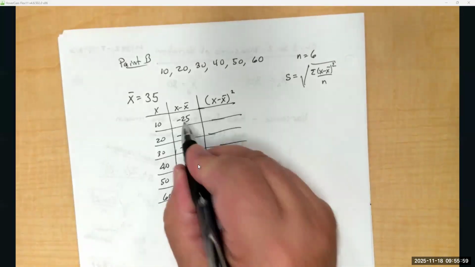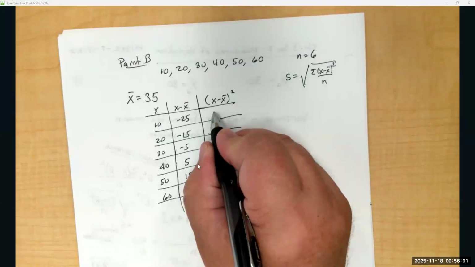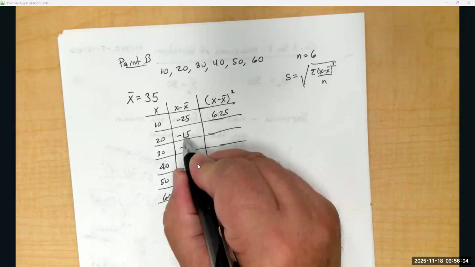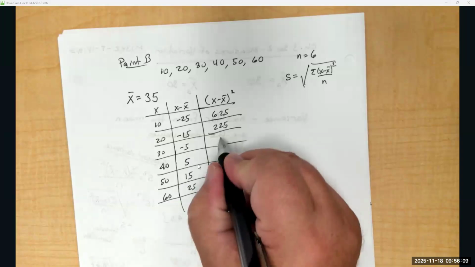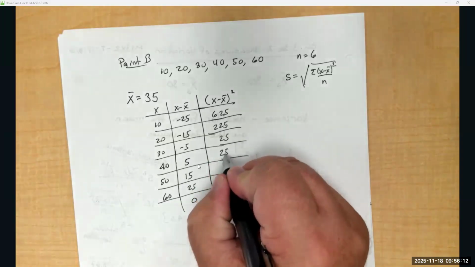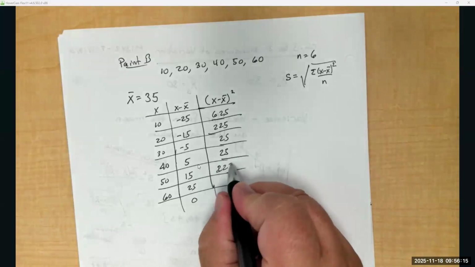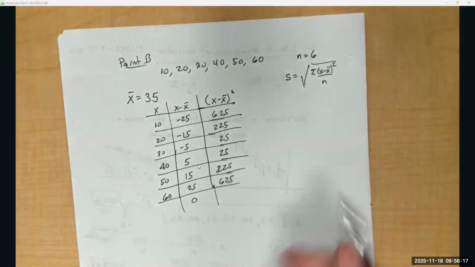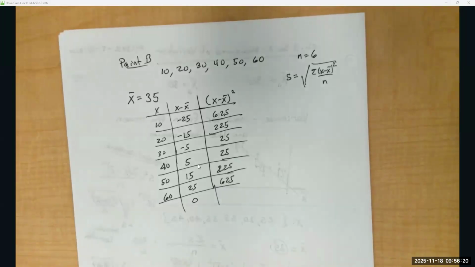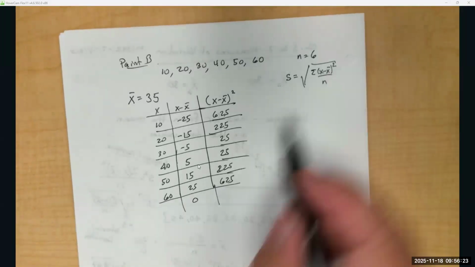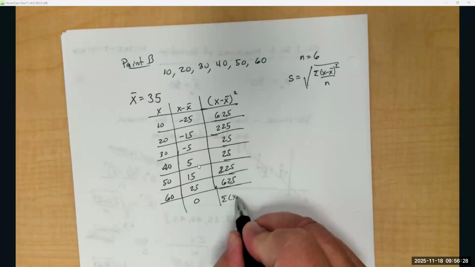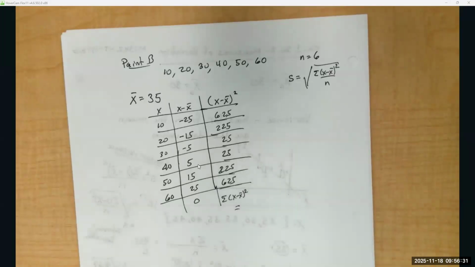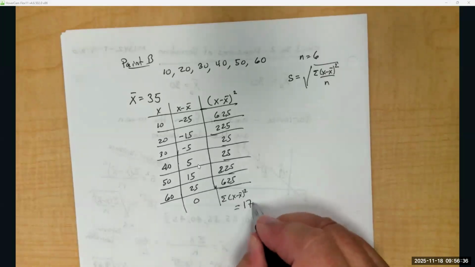When we square them, what's 225 squared? 115 squared. 5 squared, I could do that one. And the other ones are going to be the same. 225, 625. Then what? We have to add them up first, because now we have to do the summation of x minus x bar squared, which is what? What's that? 1,750.